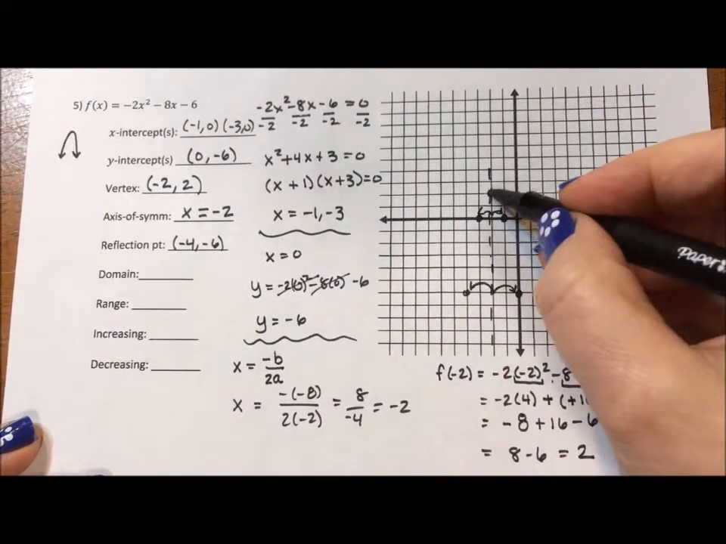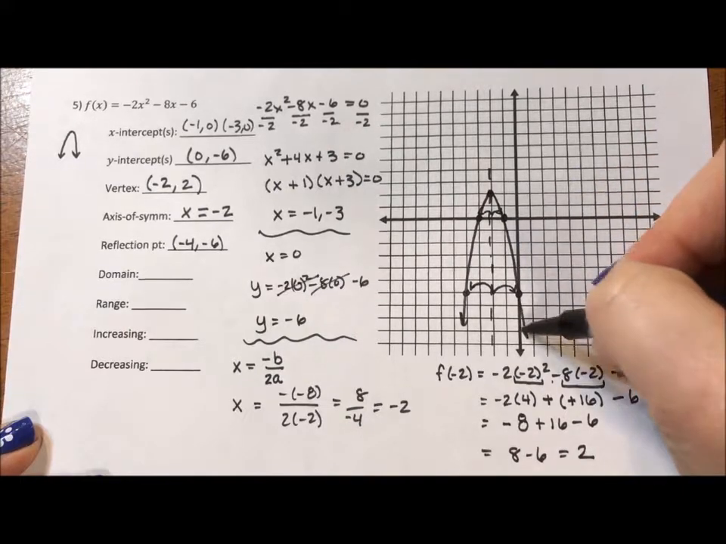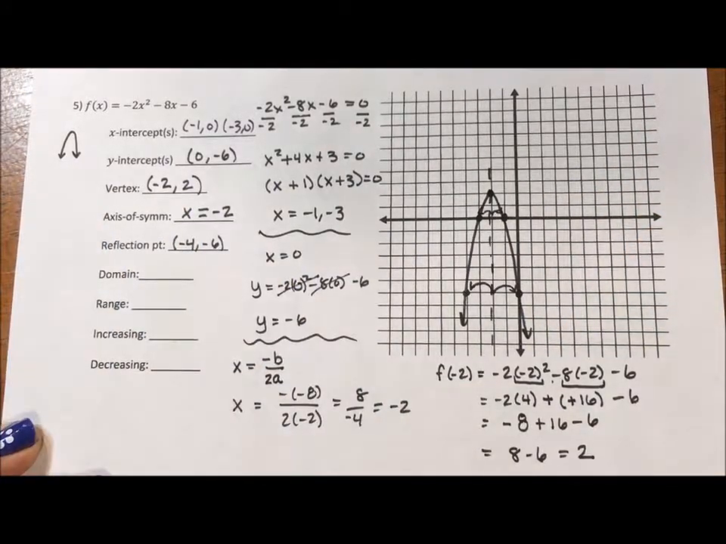We have 5 points. It seems like more than enough to graph our parabola, which is, of course, an upside down smile. It's a little frowny face.